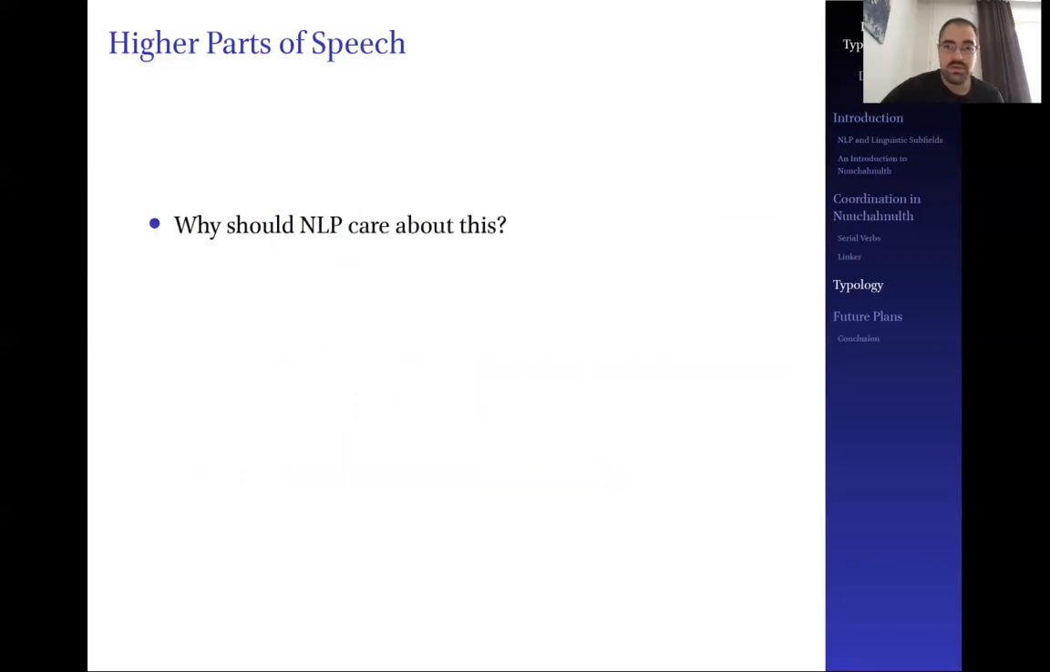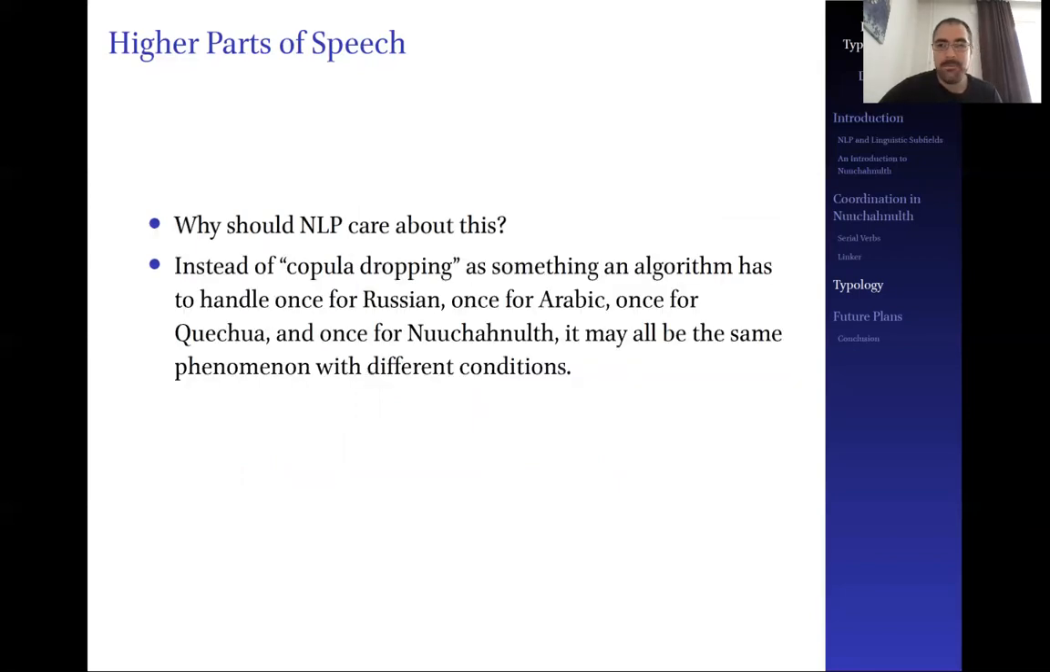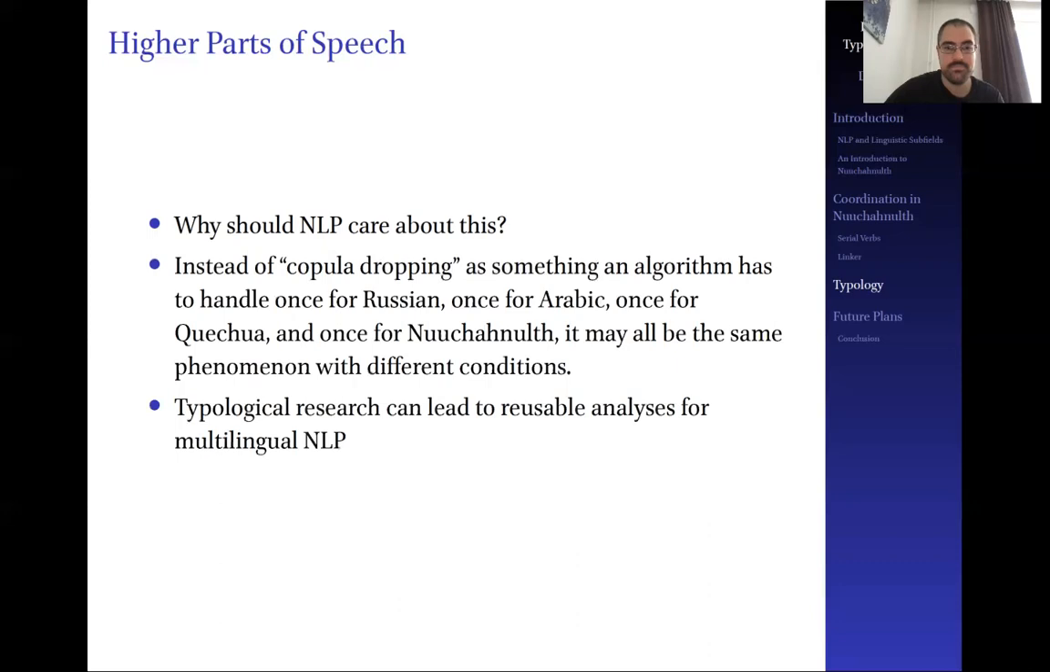Why should NLP researchers care about all of this? I think instead of treating this as copula dropping, as something that you have to handle once for Russian, once for Arabic, once for Quechua, where it's also present, once for Nuuchahnulth, we might actually be looking at the same phenomenon that just has different conditions. And it typically has a condition like present tense, but very often it will have no conditioning at all, or a much more complicated conditioning. Typological research can lead to reusable analyses for multilingual NLP.